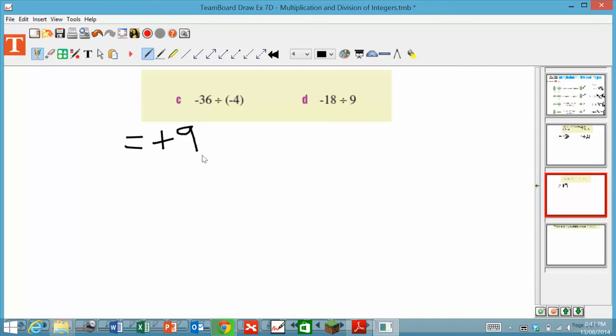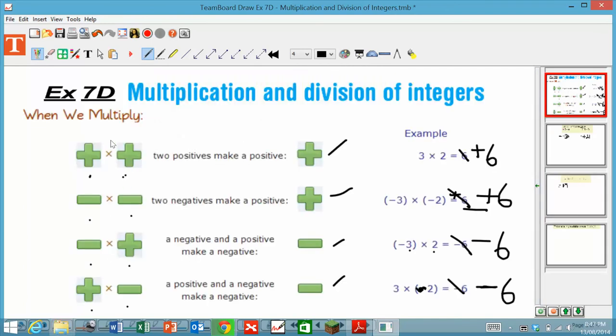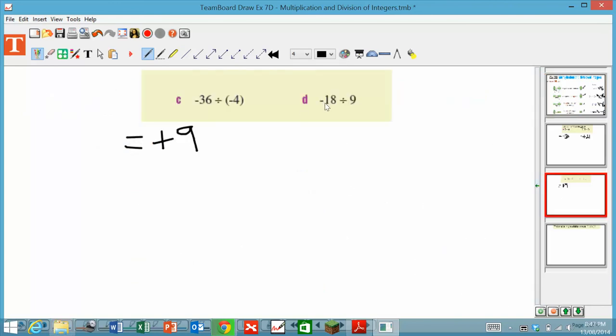When you multiply or divide, it's not just multiplication as shown here, it's the same for division. If you multiply or divide two positives, you get a positive. If you multiply or divide two negatives, it's a positive. If you multiply or divide negatives and positives, or positives and negatives, you always end up with negatives. Next example, I've got negative 18 divided by 9, so it's a negative and a positive. Straight away I've got a negative answer. 18 divided by 9 is 2. Really, really easy. Hope that makes sense.